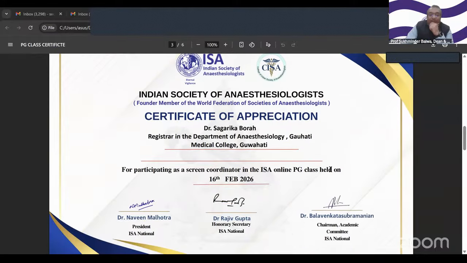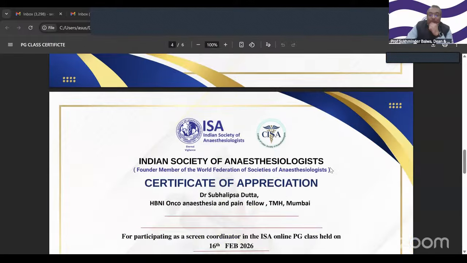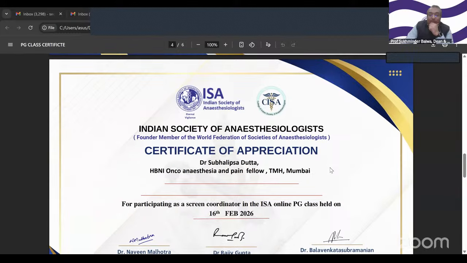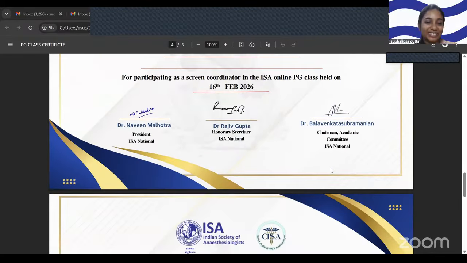And Sagarika, yourself, I think it was very impressive the way you handled the initial stages, yourself and Shubha Lipsha. Both of you did a wonderful job as screen coordinators. Shubha Lipsha was with me last evening, and confidence is oozing in both of you. So you are going to make good faculty in the coming days. Thank you so much, sir.